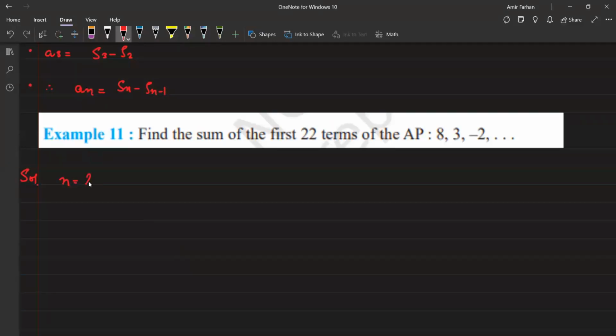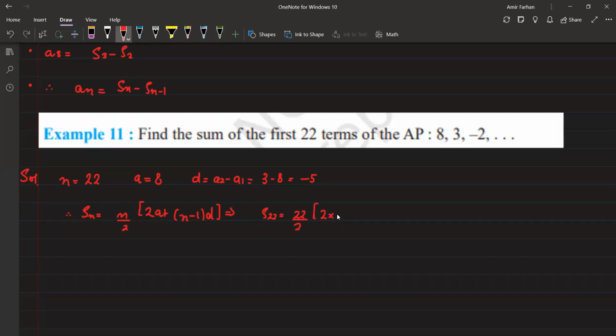Sometimes it happens, it's the first question, don't worry. So basically n here is 22. A here is 8 and d is equal to A2 minus A1, so 3 minus 8, so minus 5 will be d. The formula of Sn is equal to n by 2 into 2a plus n minus 1 into d. Put the values here. S22 is 22 by 2 into 2 into 8 plus 22 minus 1 into minus 5.